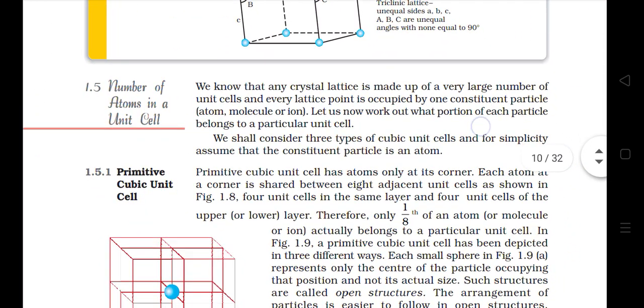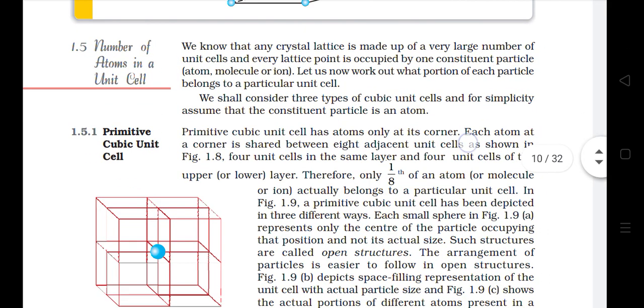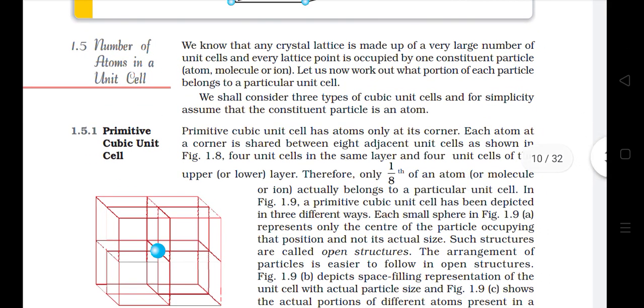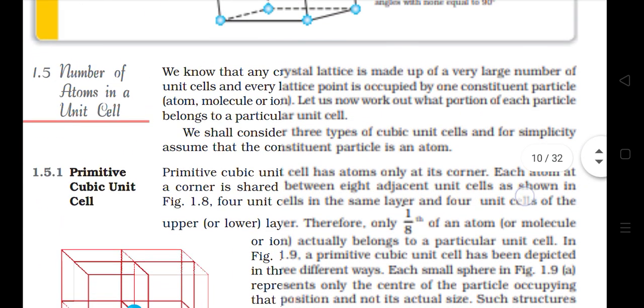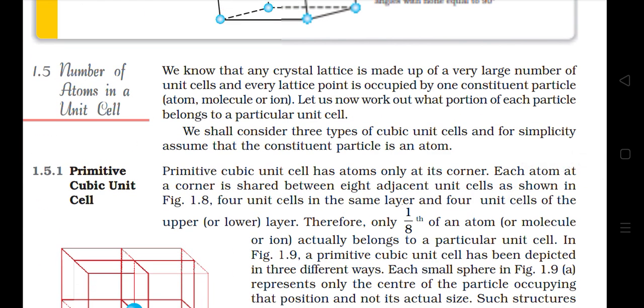Now, what is the number of atoms in a unit cell? We know that any crystal lattice is made up of a very large number of unit cells, and each lattice point is occupied by one constituent particle. Let us now work out what portion of each particle belongs to a particular unit cell. We shall consider three types of cubic unit cells, and for simplicity assume that the constituent particle is an atom.